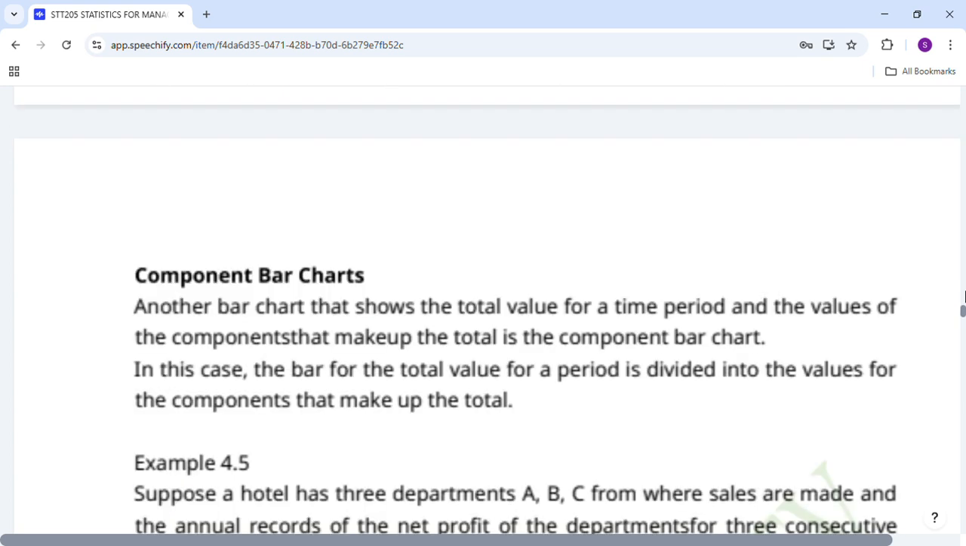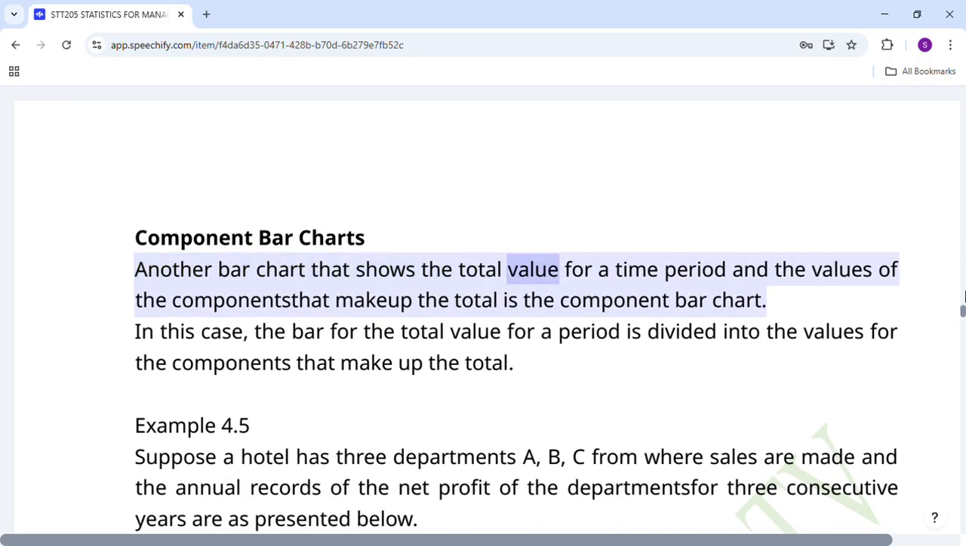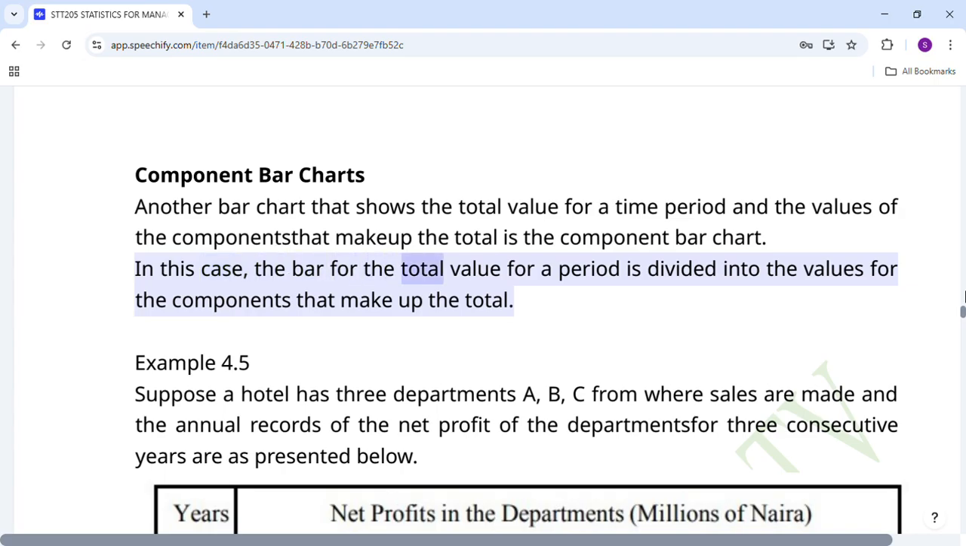Component bar charts. Another bar chart that shows the total value for a time period and the values of the components that make up the total is the component bar chart. In this case, the bar for the total value for a period is divided into the values for the components that make up the total.